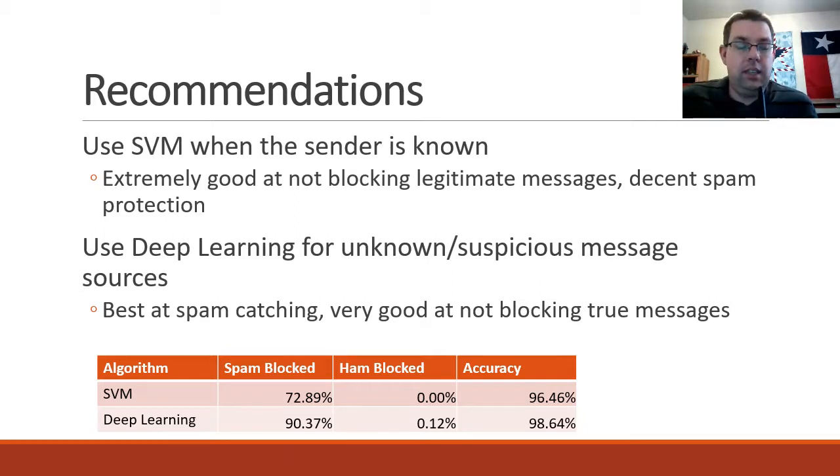Now, when you aren't sure of the source or you're suspicious of the source, then SVM may not be the best choice. Here, I think deep learning is the best because it blocks very few legitimate messages. And you can see it's like 1 in 800 that it actually blocks as far as legitimate messages go. And it has the best spam protection of any of the algorithms I tried at just over 90%. And so if you're unsure of a source, you can use this to get the best spam protection while still being quite good at allowing legitimate messages through.